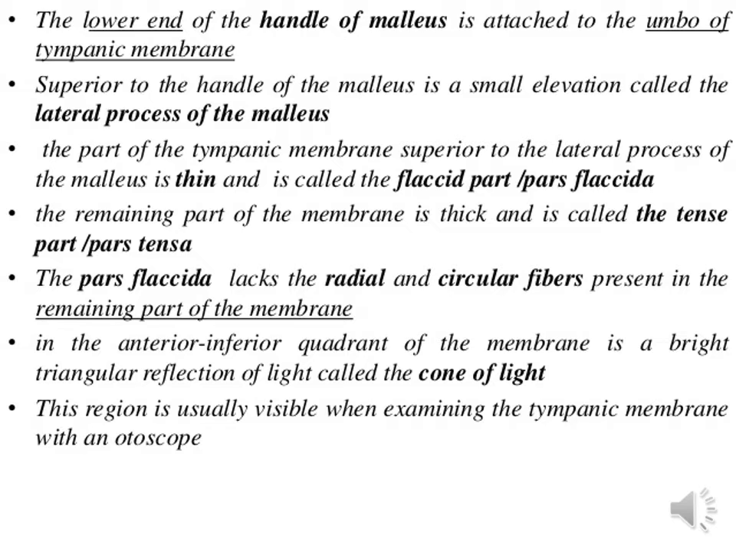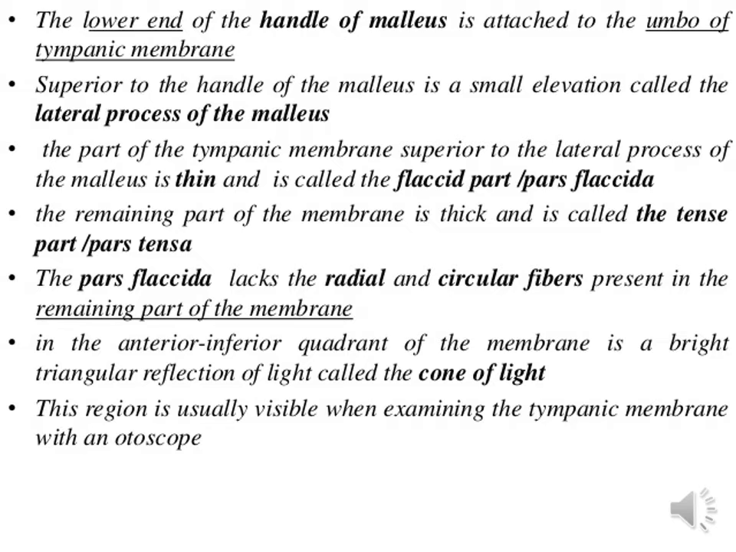The part of the tympanic membrane superior to the lateral process of the malleus is thin and is called the flaccid part, pars flaccida. The remaining part of the membrane is thick and is called the tense part, or pars tensa. The pars flaccida lacks the radial and circular fibers present in the remaining part of the membrane.